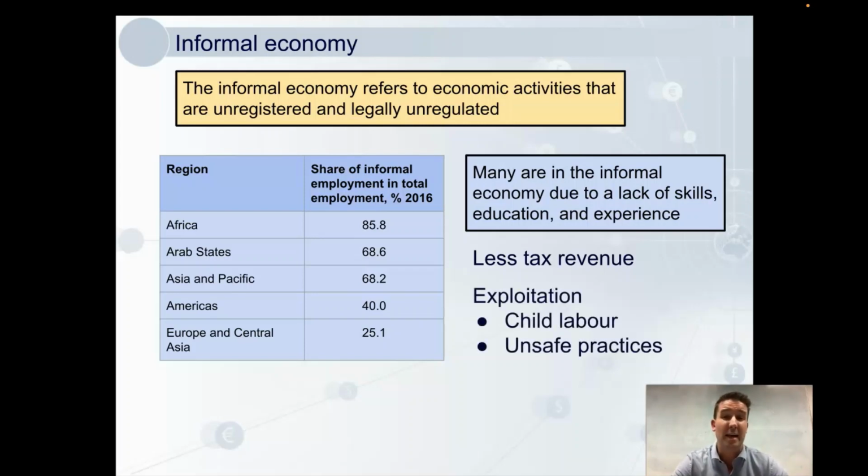There can be exploitation, so child labour, unsafe practices. The government can't regulate these industries because they don't necessarily know about them. And therefore, the regulation can't really improve the conditions under which a majority of these people work in these poor areas.